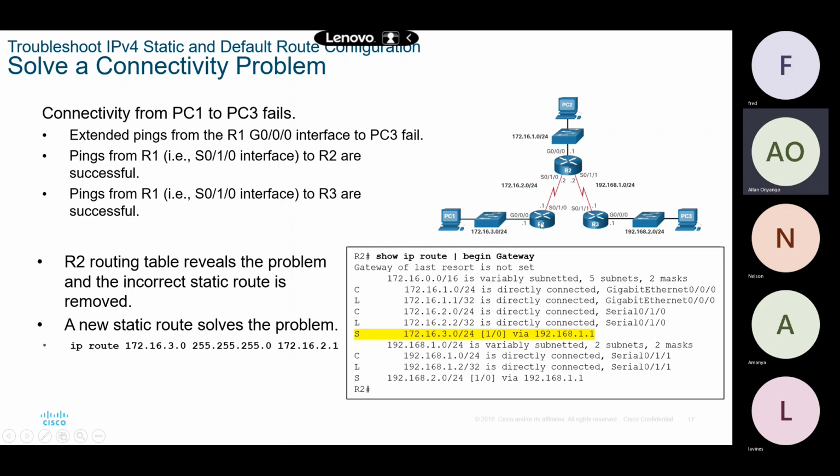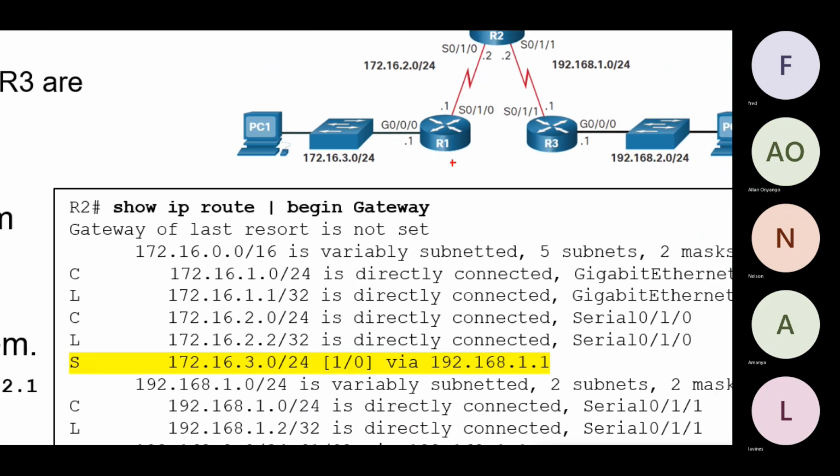Since we could not ping from here, but we could ping from here, it means this network needs to be added in R2. And let's see how it was added. If you're adding network 172.16.3.0, which is the network here, we add it in R2.